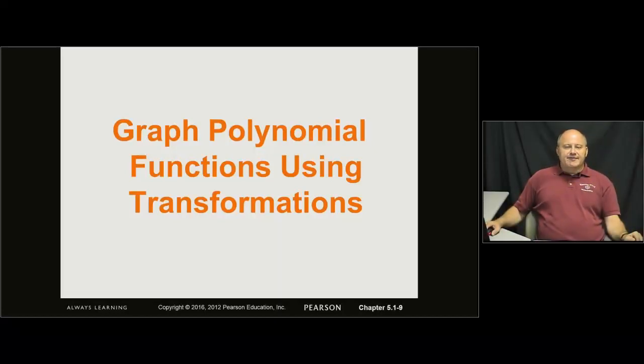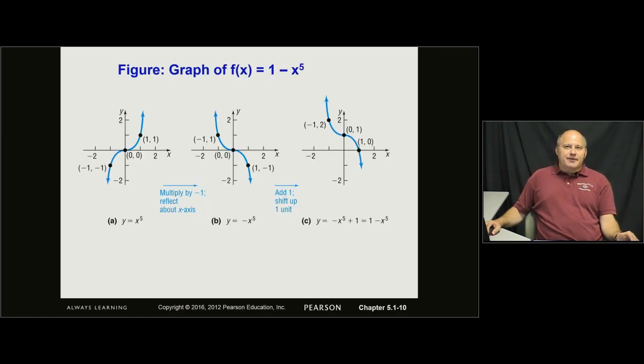Hello, this is our second video of Chapter 5, Section 1, and we're going to be graphing polynomial functions using transformations. So this is our first stage in our attempt at graphing polynomial functions. These polynomial functions are going to be somewhat special, okay? So let's begin. We're going to graph the function f of x equals 1 minus x to the fifth.